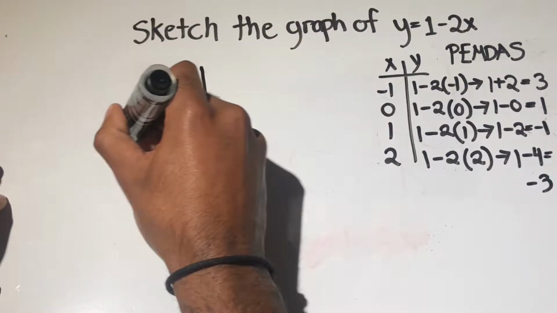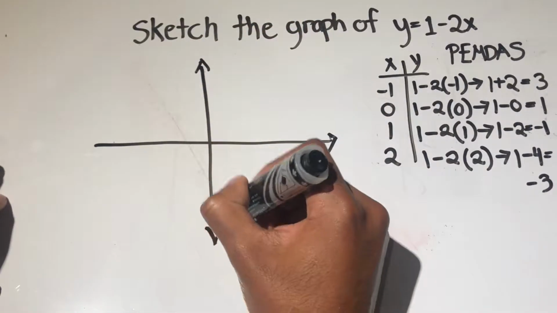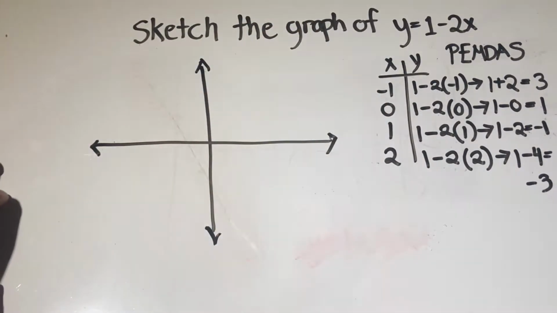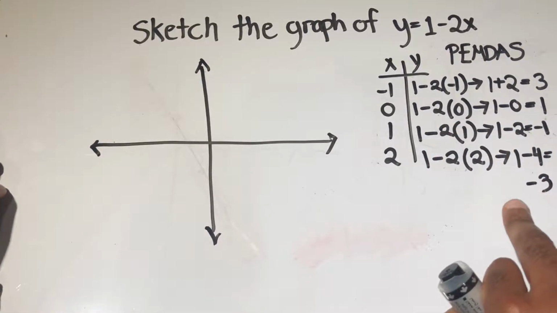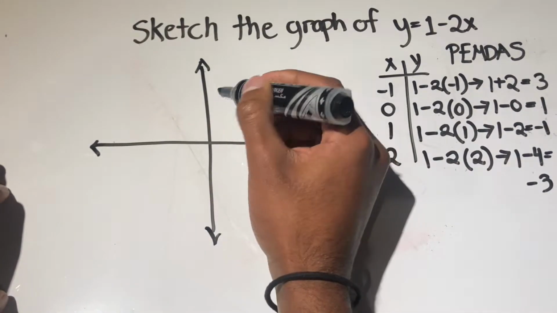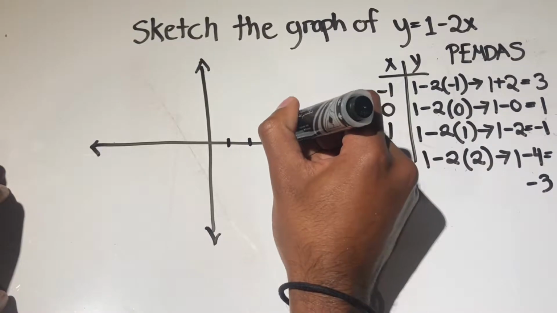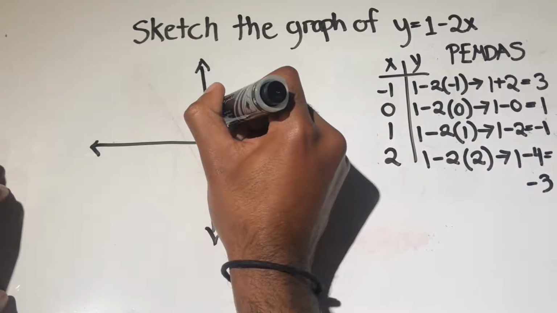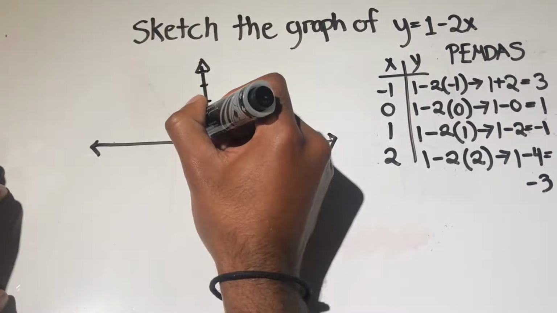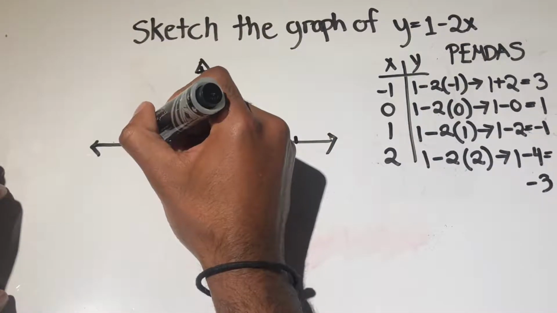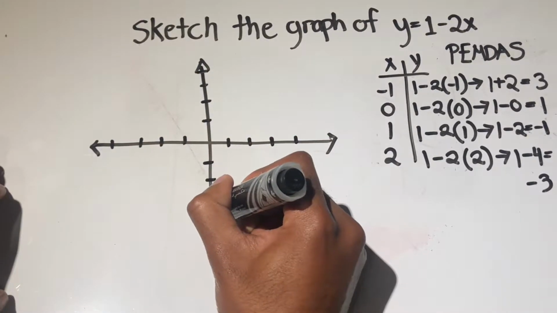Now we gotta construct our coordinate system. Now since the values end at 3, -3, we don't really have to make our coordinate system very big. So let's say 1, 2, 3, 4, and we'll do the same on each side. Now 1, 2, 3, 4, and then 1, 2, 3, 4.